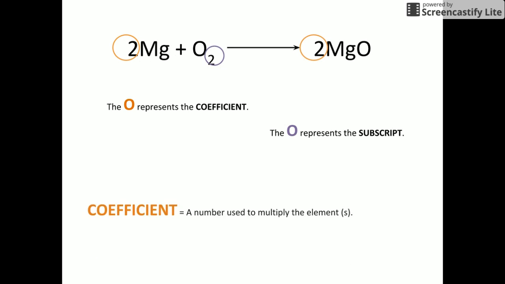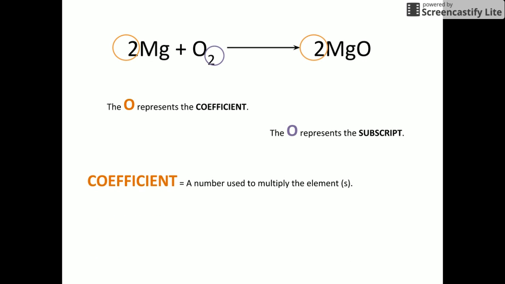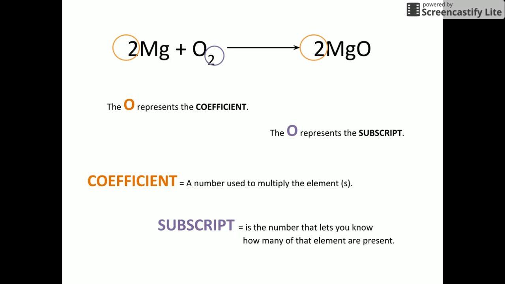Now, the coefficient and the subscript are just like they are in math. A coefficient is a number used to multiply the element or elements that it's in front of. The subscript is the number that lets you know how many of that element are present, but only applies to the element that it is directly behind.